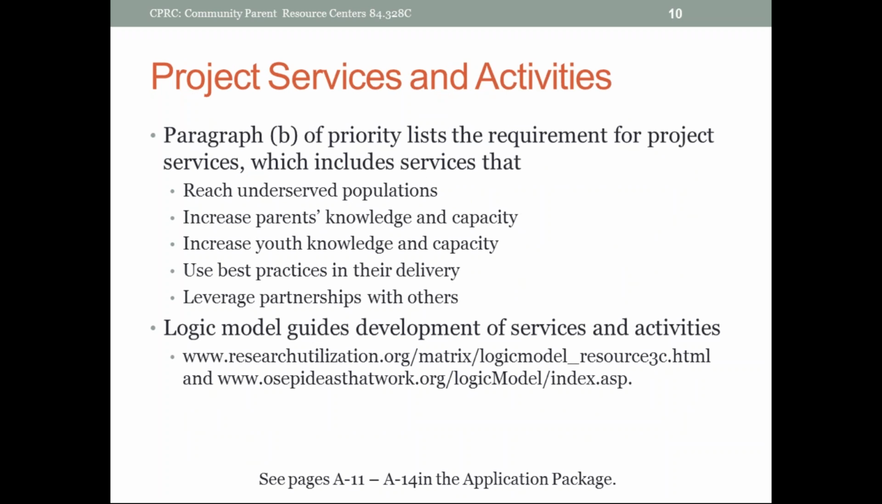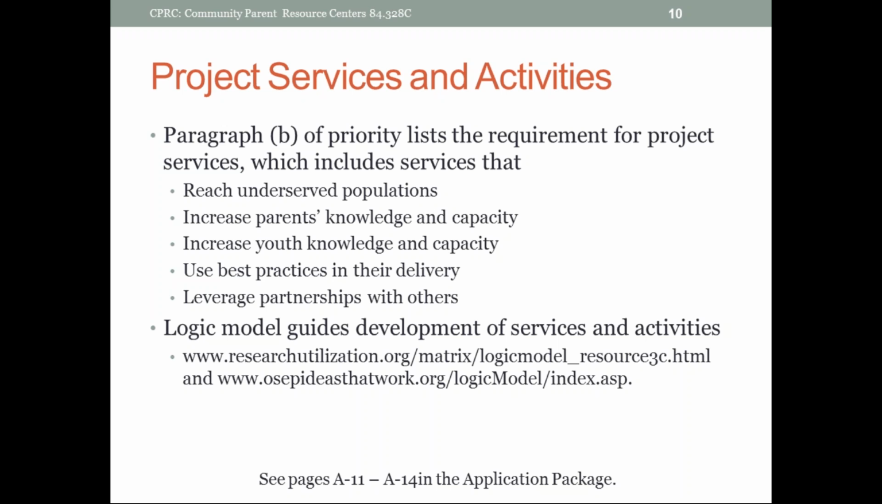Now, I'm going to go on to project services and activities. I've just sort of highlighted the things that you need to look for in the significance section. There are other parts in the significance section that I strongly urge you to read carefully in order to determine how you're going to answer that in your application.